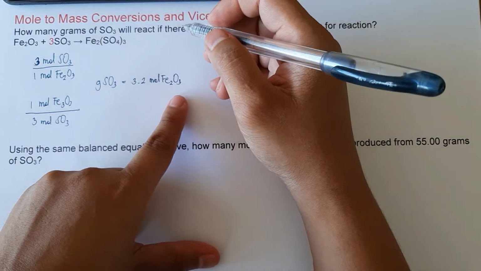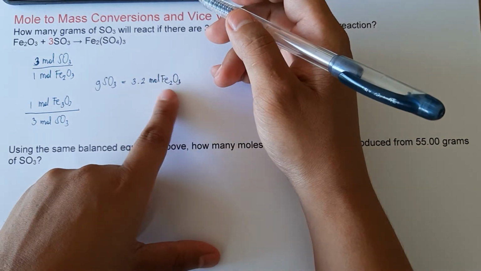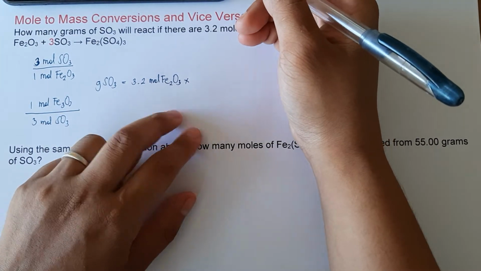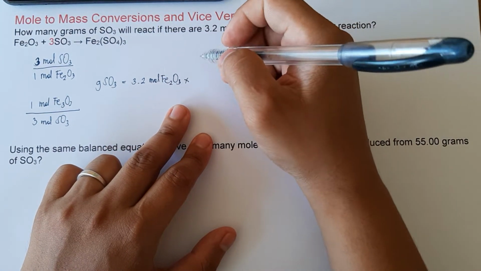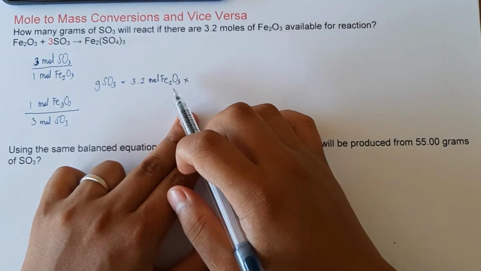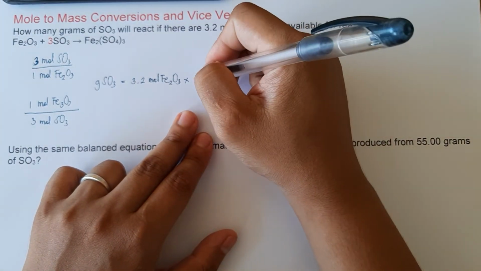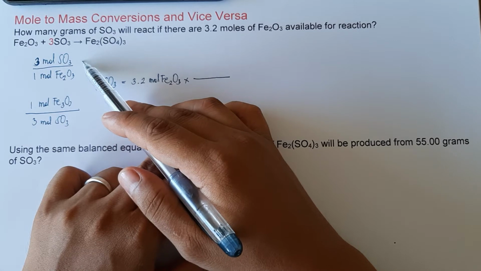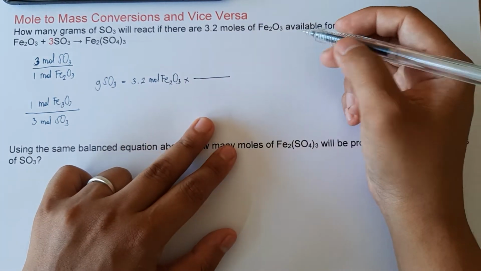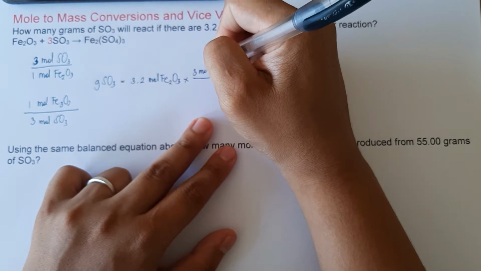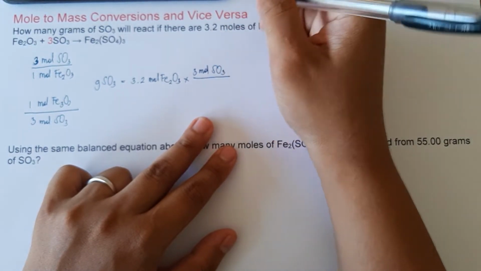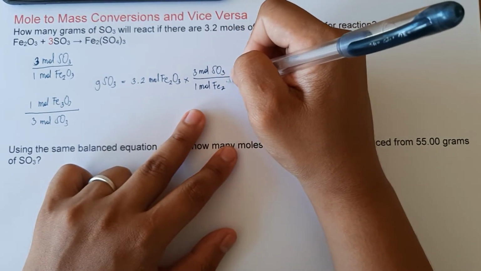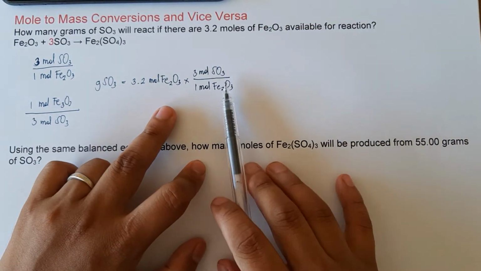So, kailangan muna nating malaman ano yung mole ratio ng iron trioxide sa sulfur trioxide. So, we multiply it by the mole ratio. Ano yung mole ratio natin? So, para makancel natin si iron trioxide, kailangan nasa ilalim siya. So, dito sa dalawa, ang nasa ilalim si iron trioxide ay itong first mole ratio na ito. So, that will be 3 moles of sulfur trioxide over 1 mole of iron trioxide.